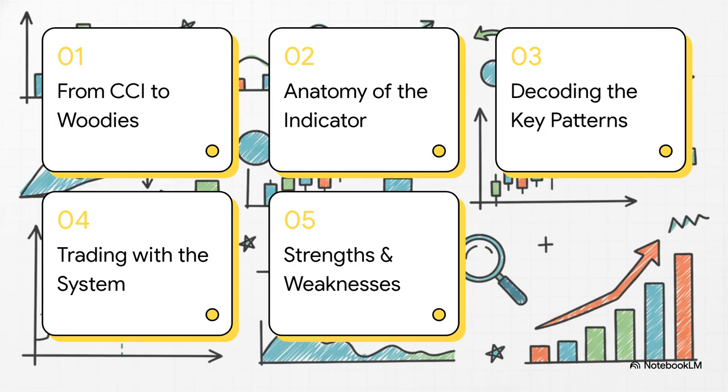So here's how we're going to break it all down. First, we'll go back to the beginning, see where this whole thing came from. Then we'll get into the anatomy of the indicator itself, so you know exactly what all those lines and bars mean. After that, the really fun part, decoding the key patterns. Then we'll talk about how to actually trade with the system, and we'll wrap it all up with a much-needed reality check on its strengths and its weaknesses.